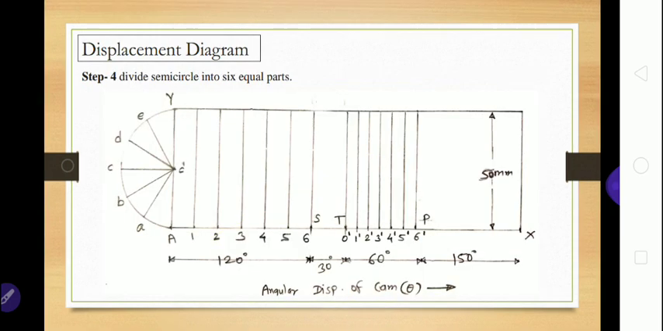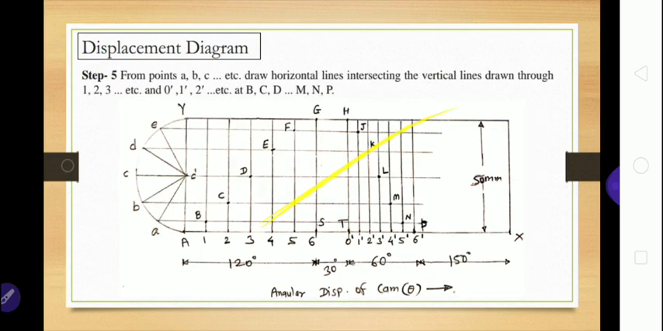Next step, that is the fourth step, is to divide this semicircle into 6 equal parts. Now that semicircle means a 180 degree angle. That 180 degree angle we have to divide into 6 equal parts, that means 30 degrees each. Therefore, after dividing the semicircle, give the names to these points as a, small b, small c, small d and small e. Extend the lines from the center of that semicircle to these points.